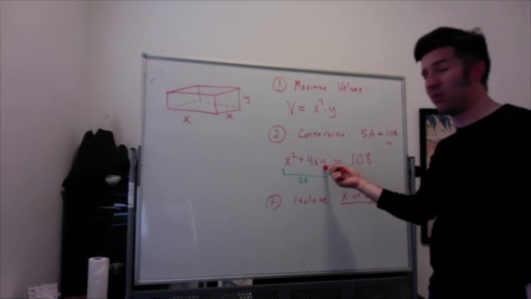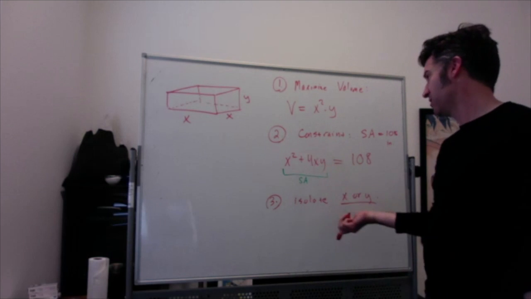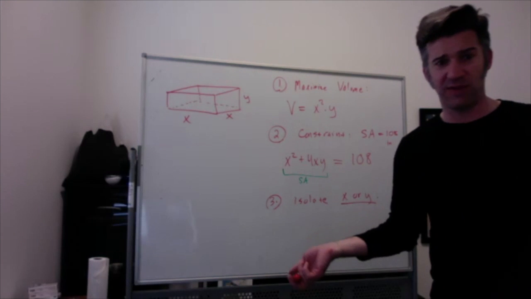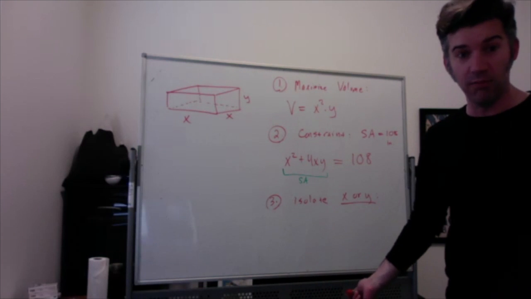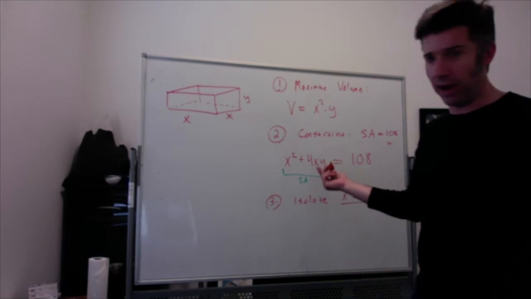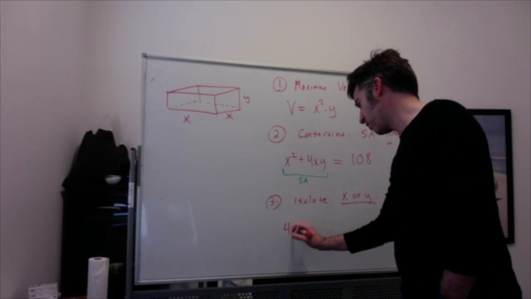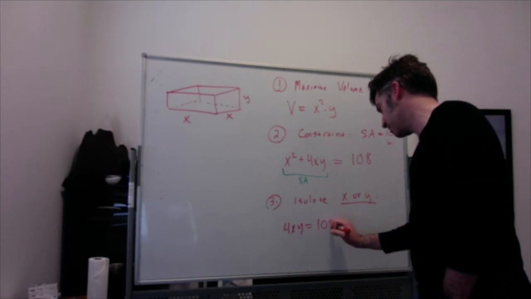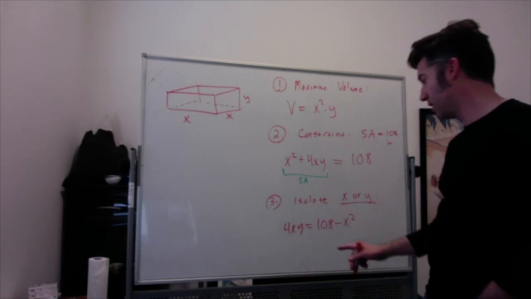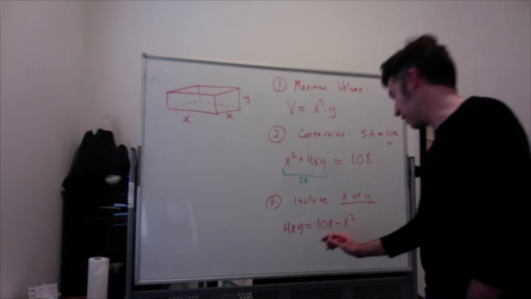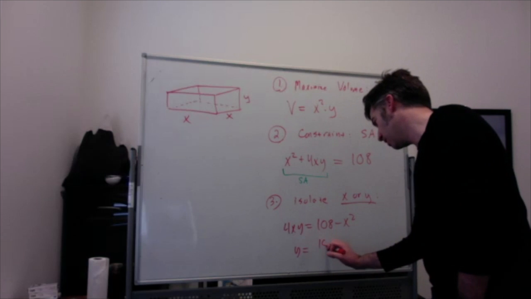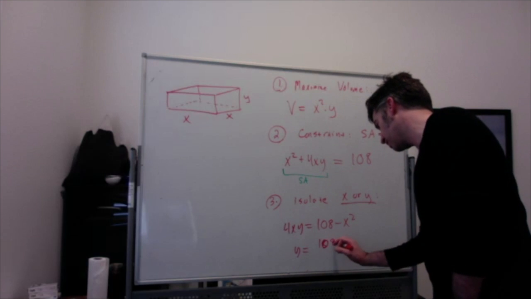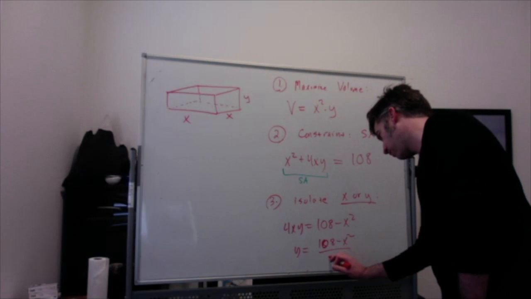Yeah, exactly, right? There's only one y here. Isolating x would be actually very hard. We'd have to like complete the square, which would feel dumb. No, we should definitely solve for y. So 4xy equals 108 minus x squared, and then divide by 4x to get that y equals 108 minus x squared over 4x.